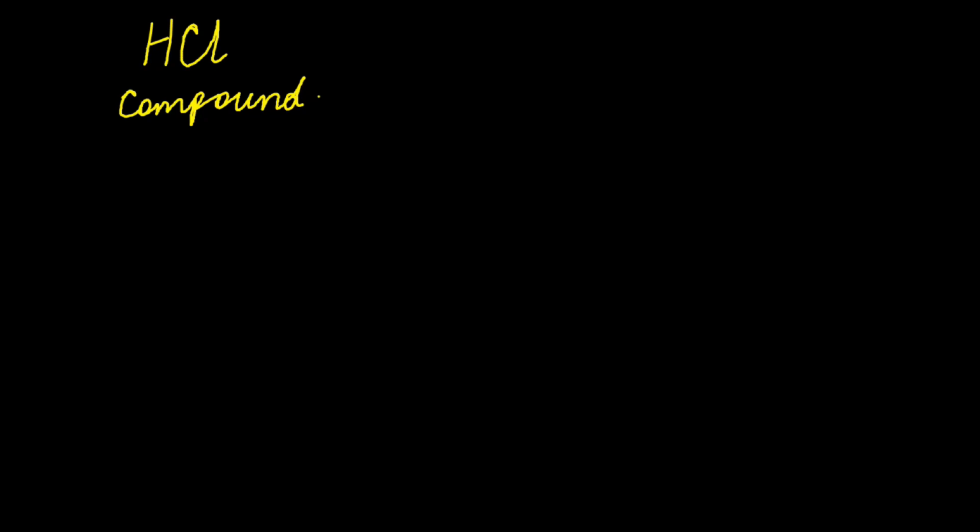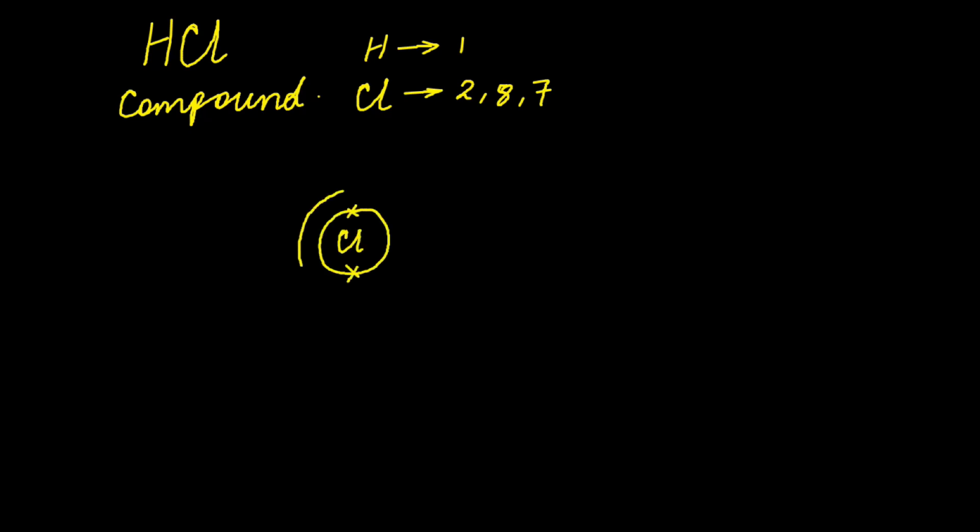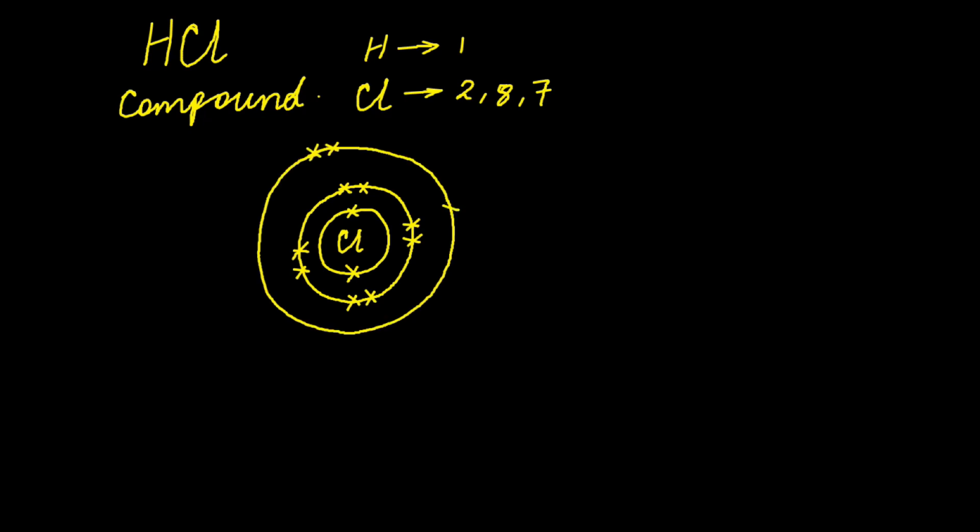Now, what's the electronic configuration of hydrogen? 1. Electronic configuration of chlorine? 2, 8, 7. So how many electrons does chlorine need to complete its outermost shell? 1 more. How many does hydrogen need? 1 more. Clear? So this is how they'll form a bond. Now look at, see, first we'll draw chlorine. First shell how many? 2. Second shell 8. Third shell, it has 7, right? So 6, not forming the bond.